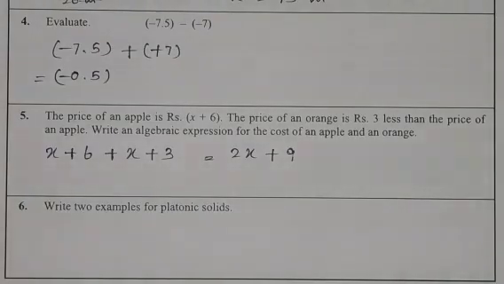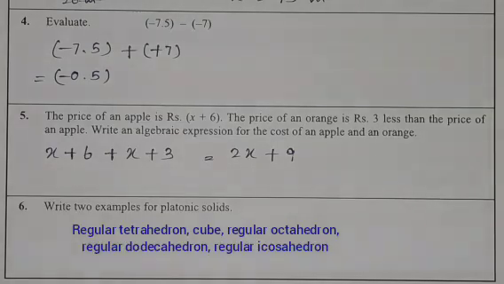Question number 6. Write 2 examples for platonic solids. What are the examples for platonic solids? If you start from the very beginning, the smallest one is the regular tetrahedron, then cube, then regular octahedron, regular dodecahedron and regular icosahedron. These are the examples. So you can write 2 of them.